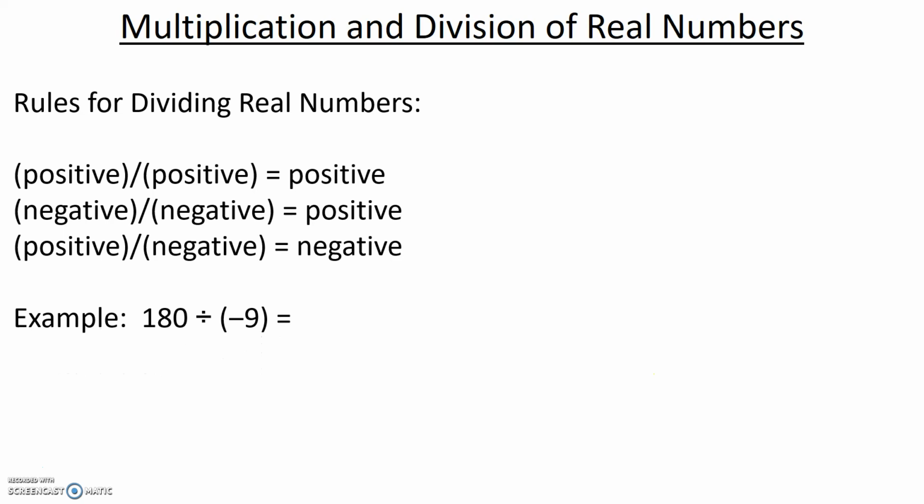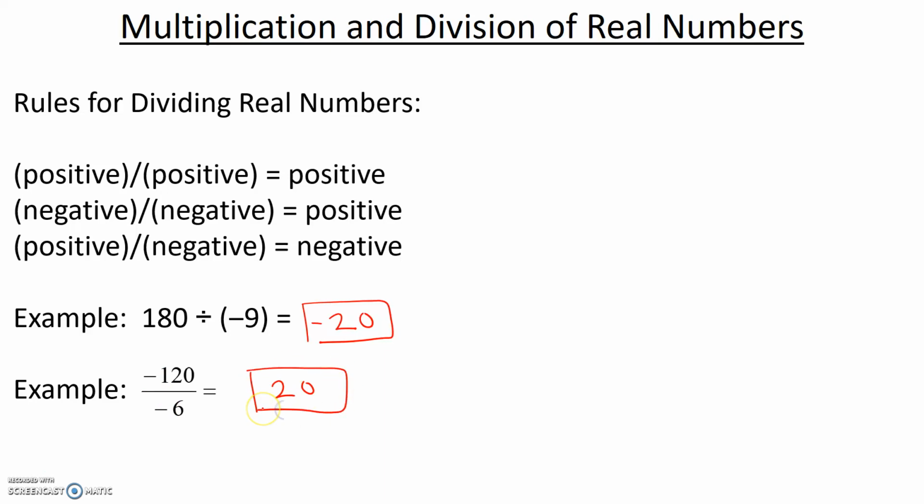Here's an example. We have 180 divided by negative 9. If you divide 180 by 9, the answer is 20. However, because we're dividing a positive by a negative, the answer will be negative 20. Another example. We have negative 120 divided by negative 6. 120 divided by 6 will be 20 again. And a negative divided by a negative is positive, so our answer will be positive 20.